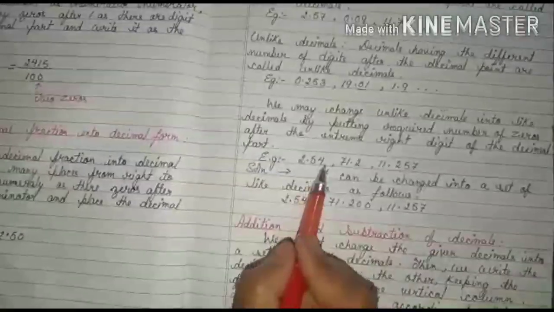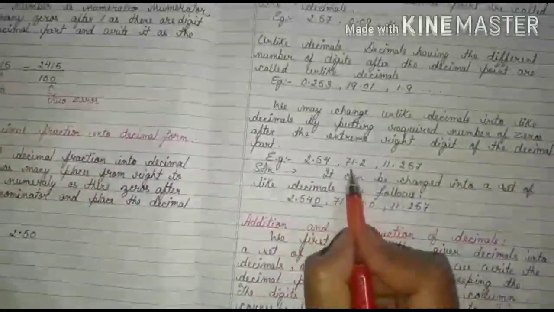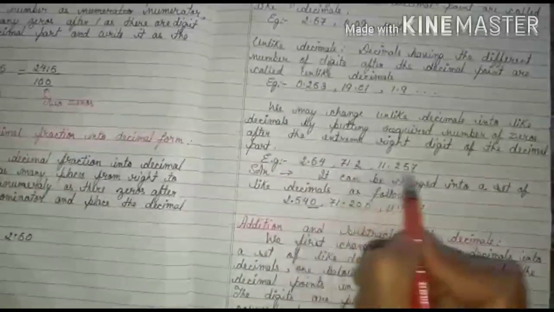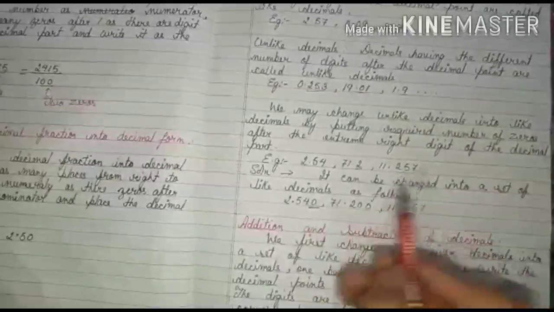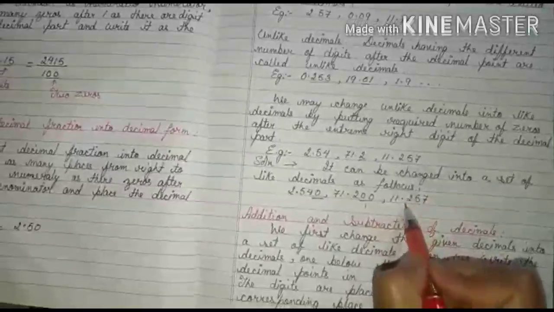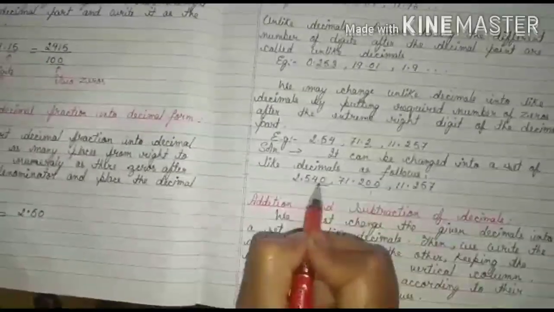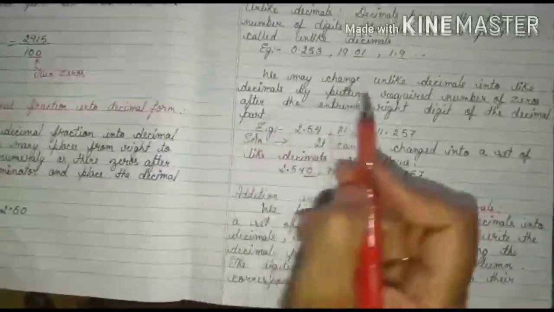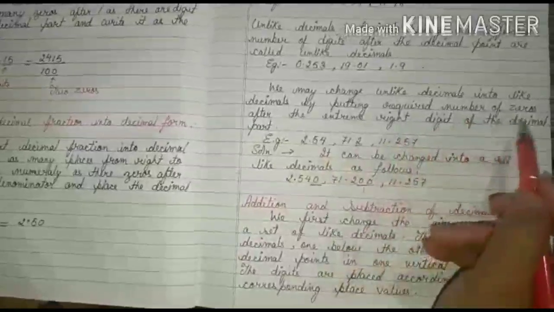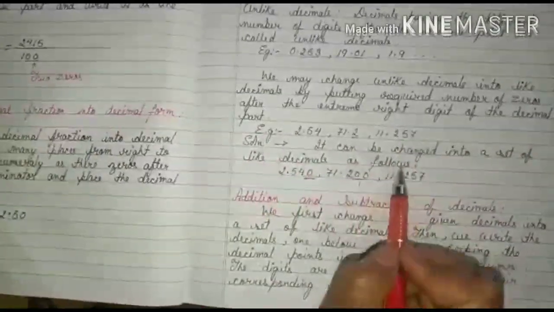Here we have put 1 zero. Then in the second decimal number, it has only 1 digit but we have to make it 3 digits, so we have to put 2 zeros here. Then in the last one, it already has 3 digits. And how can we change it? We can change the unlike decimals into like decimals by putting the required number of zeros after the extreme right digit of the decimal part.